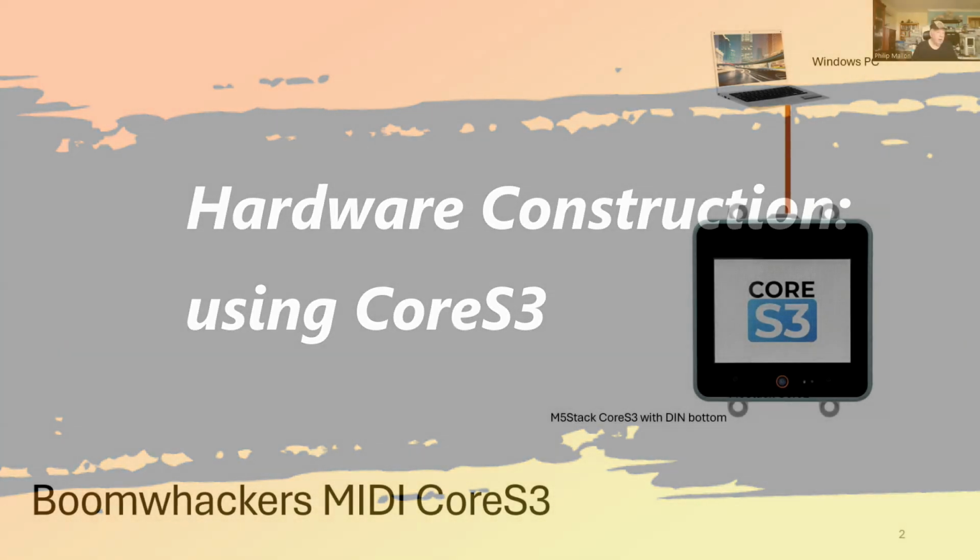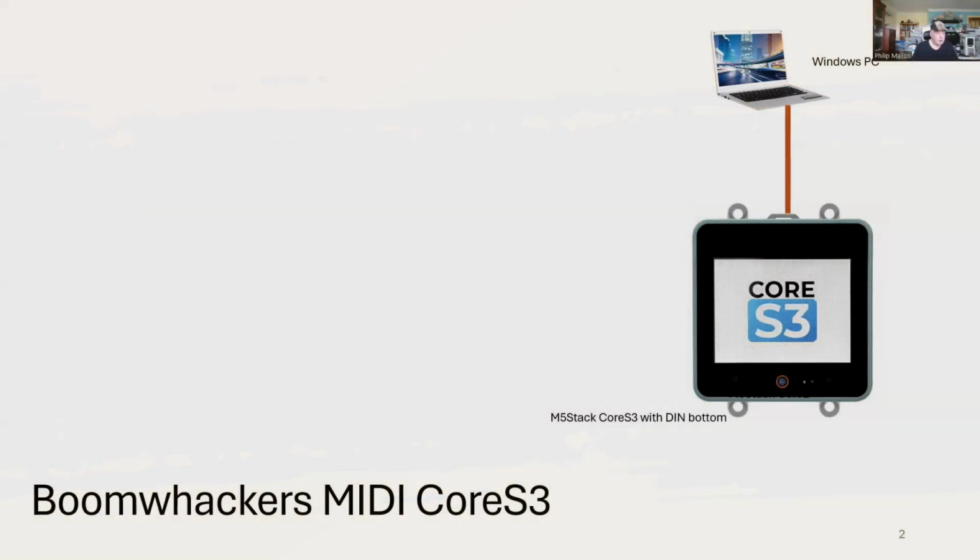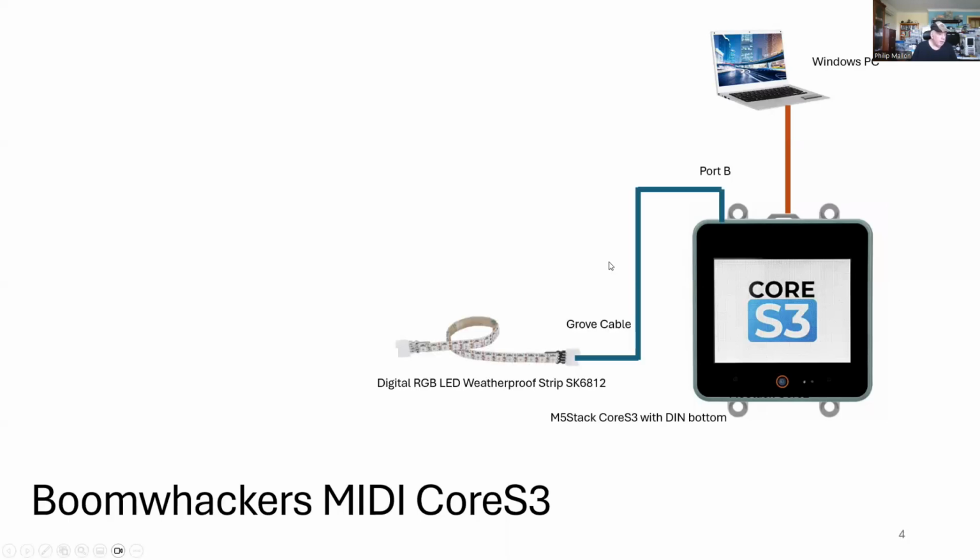So we start off with a M5Stack CoreS3 computer, and that has a DIN bottom. And we need that to access two additional ports. And the Core S3 is connected to a Windows PC where we do the programming in the Arduino IDE. And we add to that the port B, the digital RGB LED strip.